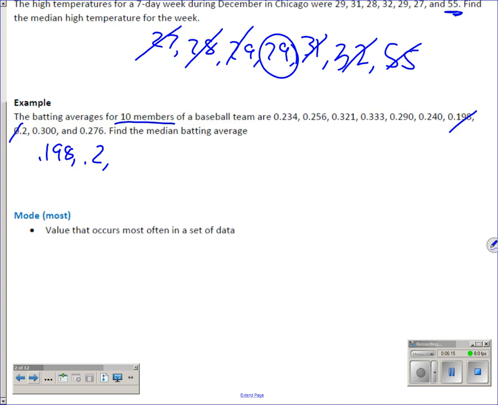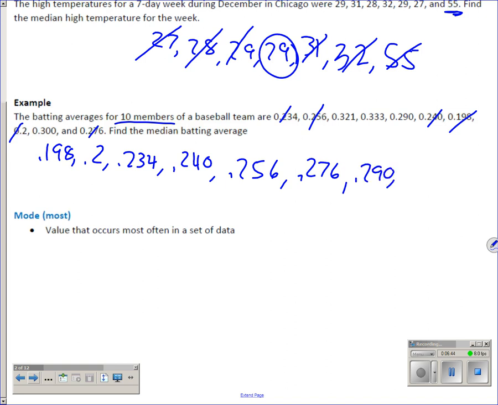0.234. 0.240. 0.256. 0.276, thank you. 0.290, that does it with the twos at least, right? 0.3, 0.321, and 0.333. All right, ugly as crap, I know, but it's in order, smallest to largest.